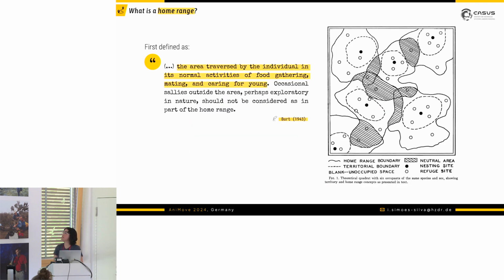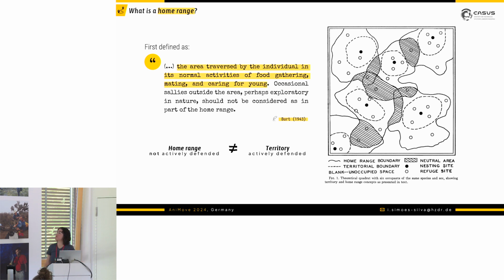Yeah, so home range as defined by Burt the first time, as the area traversed by the individual in its normal activities of food gathering, mating, and caring for young. And occasional sallies outside the area, perhaps exploratory in nature, should not be considered part of the home range. So this has been essentially the concept that has driven a lot of people to study home range and try to see how we can actually get a statistically reliable estimate out of it.